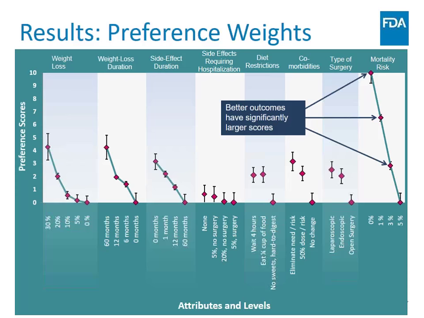So these graphs represent the study results, which are the point estimate and standard error of each attribute preference score. Here, the higher the preference score is, the more valuable that attribute level is to an average patient. For example, here 0% mortality risk is associated with 10 units of preference score, compared to 0 preference score for a mortality risk of 5%. So the better the outcomes, the greater the preference scores.